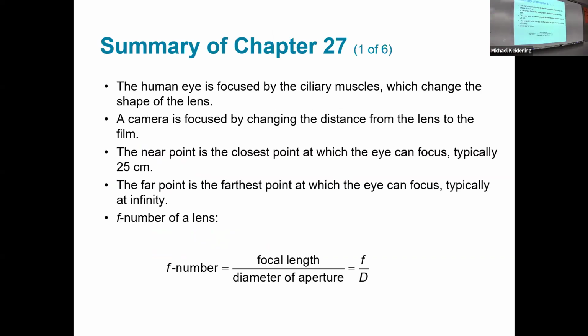The human eye is focused by the ciliary muscles, which change the shape of the lens. A camera is focused by changing the distance from the lens to the film. The human eye changes focal length. The camera changes d_i. The near point is the closest point at which the eye can focus. It's typically 25 centimeters. The far point is the furthest point at which the eye can focus. It's typically at infinity. The F number of a lens is its focal length divided by the diameter of its aperture.